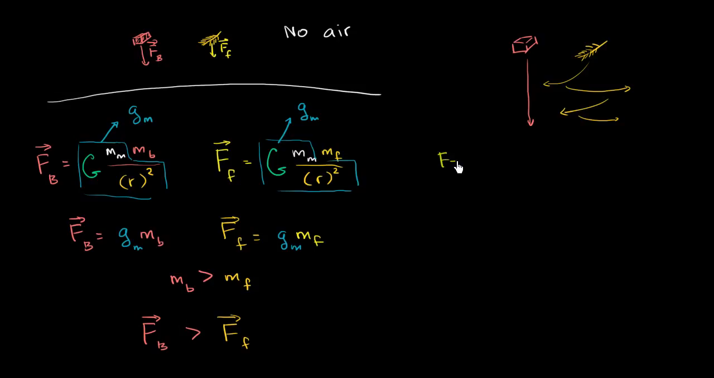We know that force is equal to mass times acceleration. So if we want to figure out the acceleration of the brick, we could write it the other way. If we divide both sides by mass, we get acceleration is equal to force divided by mass. And acceleration is a vector quantity, and force is also a vector quantity.